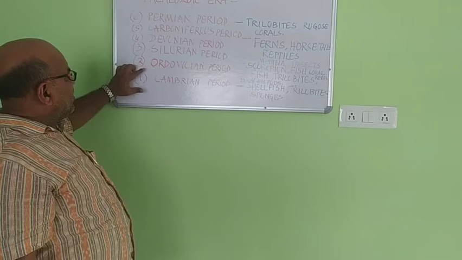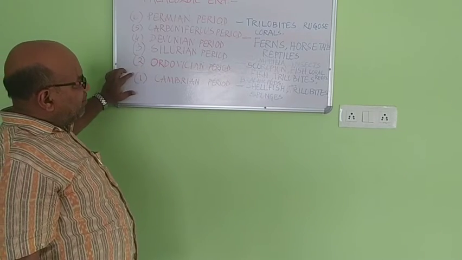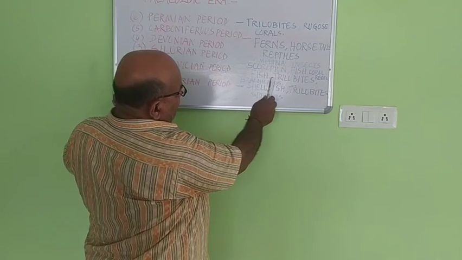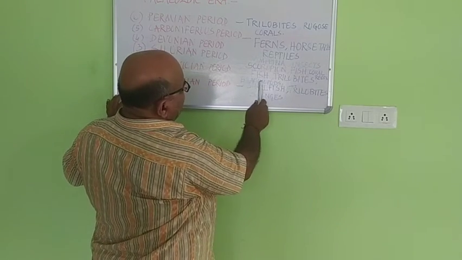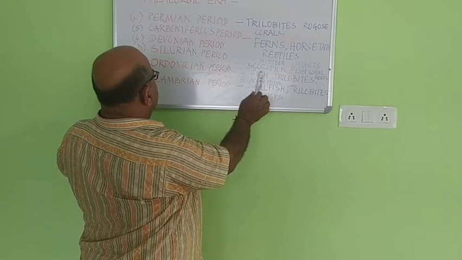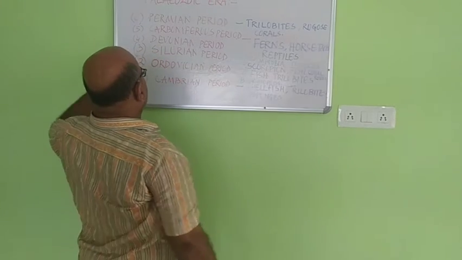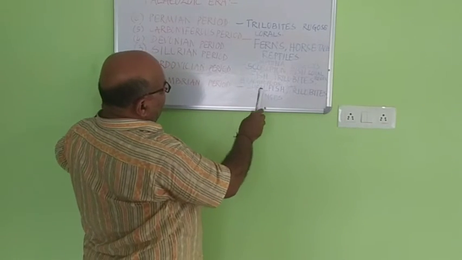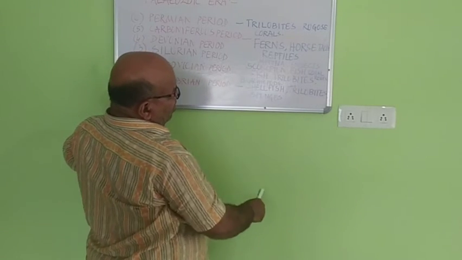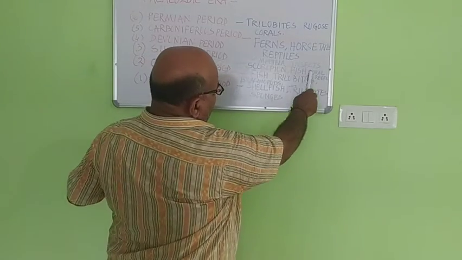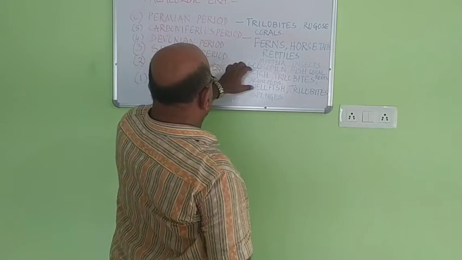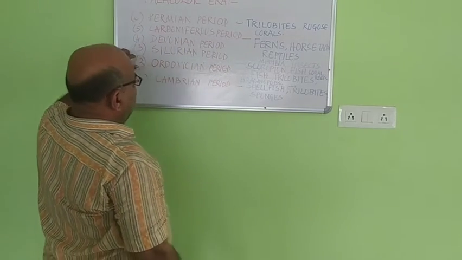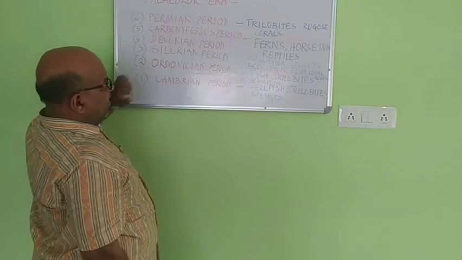The second period is known as the Ordovician period. In this period, you will find fish, trilobites, and brachiopods. These are noticed in that time. Okay, the next one is the Silurian period. In that period, you find the water scorpion, small fish, and coral reefs. They will be noticed in that time, and that period is called the Silurian period. Maximum fish will be generated in this time.